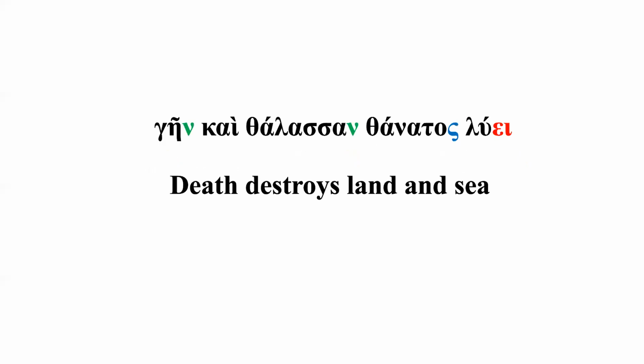That and more complex forms of word order, but we'll get to those much, much later once we get to adjectives. Here, it says land and sea, death destroys, but we would say in English, death destroys land and sea. Now, let's look at two more examples.